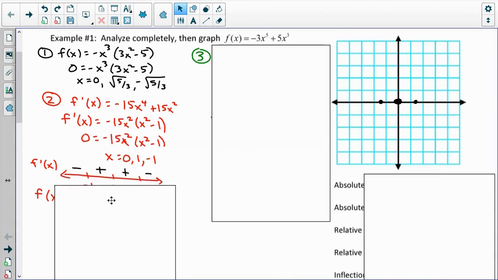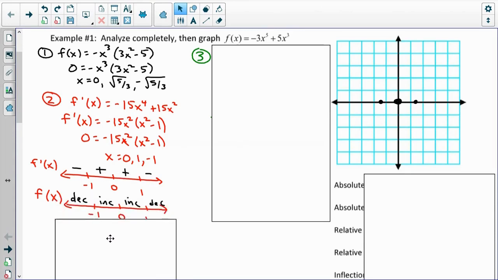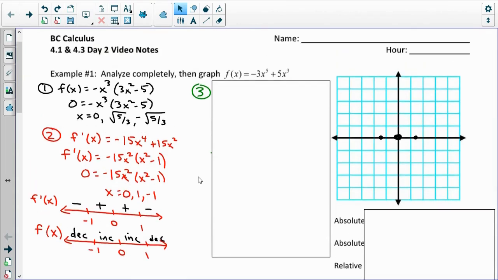So if I take a look at a sign chart for f prime of x, and I substitute in values to the left of -1, between -1 and 0, between 0 and 1, and to the right of 1, I get these values in the derivative, which means that my function is decreasing to the left of -1 and to the right of +1 and increasing in between. While at 0, we're neither increasing nor decreasing, but we kind of go from increasing to increasing again.